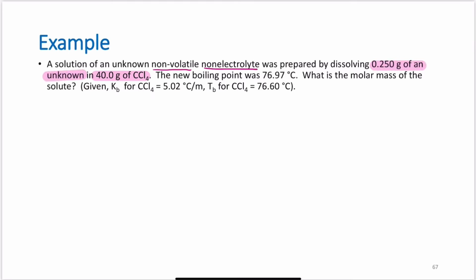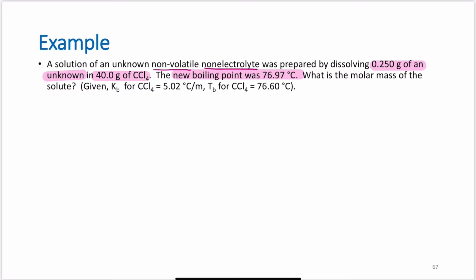So I've got 2.25 grams of some unknown solute dissolved in 40 grams of carbon tetrachloride. The new boiling point was 76.97 degrees C. What's the molar mass of the unknown solute? And I'm told that Kb for carbon tetrachloride is 5.02 degrees C per molal, and the boiling point for carbon tetrachloride is 76.60 degrees C.